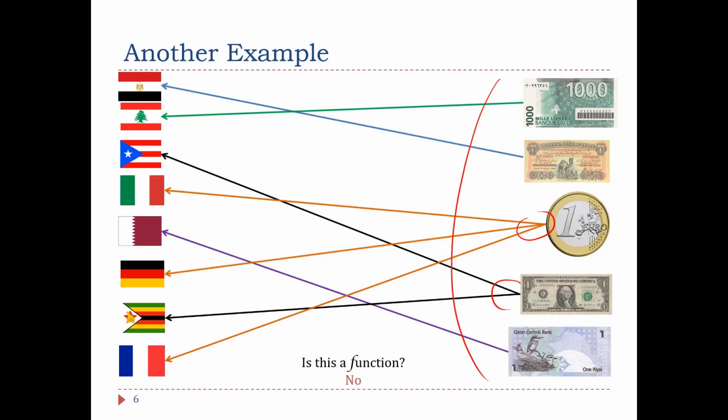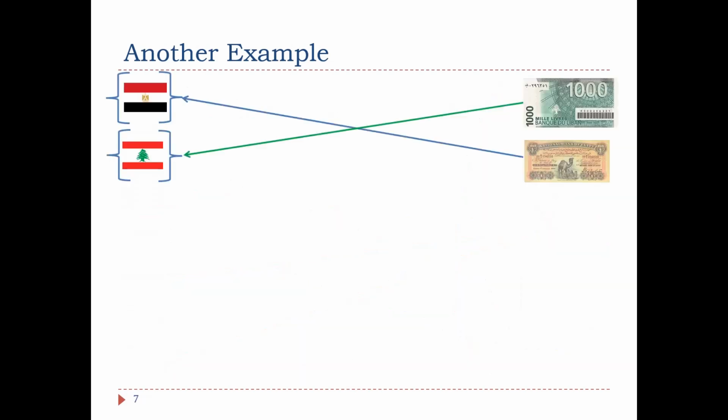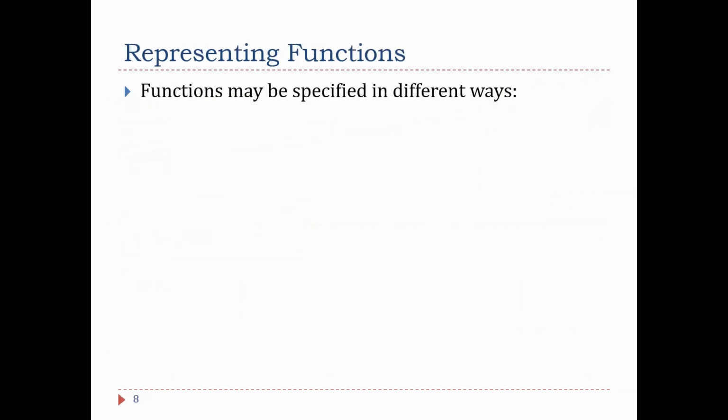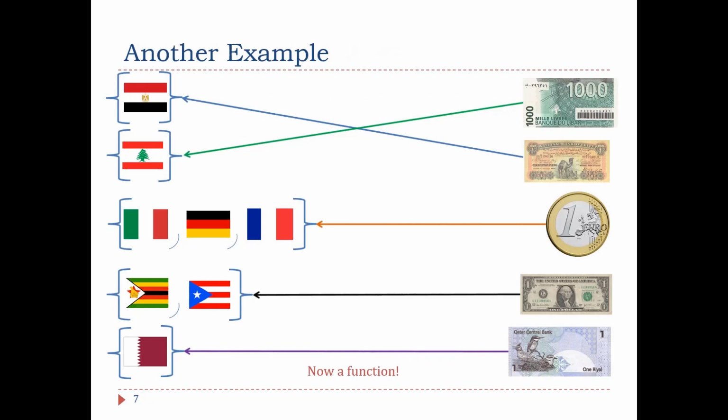But yeah, we can actually make it a function if we group the countries with respect to their used currencies. In this case, this big set here contains sets of countries, whose elements are sets of countries who share the same default currency, such as the European countries. Well, in this case, the mapping would be a function. And we will even end up having a bijection. We will talk about this in a couple of slides.